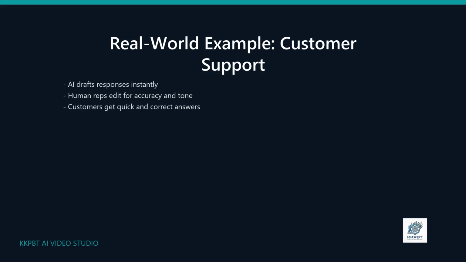Let's look at a real example: customer support. When you message a company, an AI agent can instantly read your ticket and draft an answer. But before that message reaches you, a human support worker reviews it, makes small tweaks, and sends it. You get a fast answer, and the company makes sure the answer is accurate and warm.